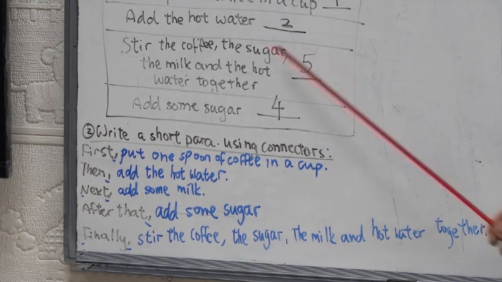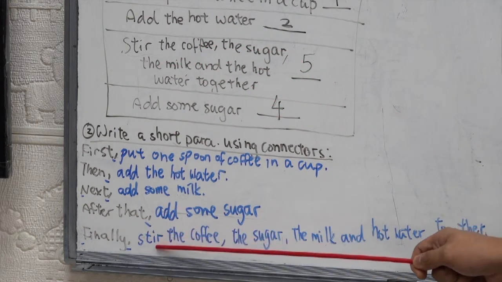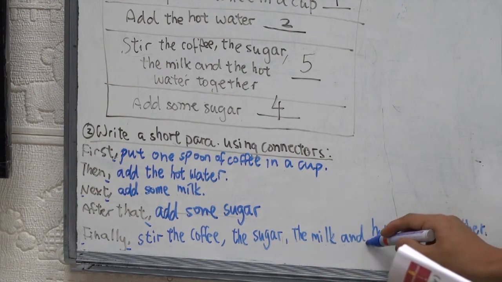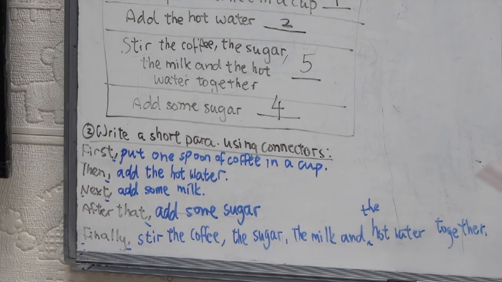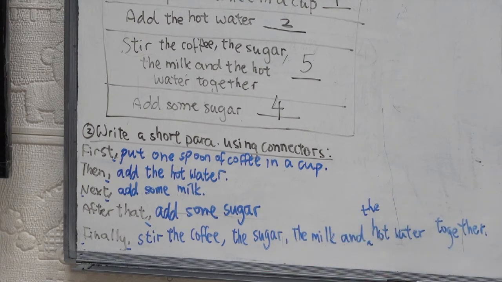So number 5 is stir the coffee, the sugar, the milk, and the water together. Finally, stir the coffee, the sugar, the milk, and the hot water together. Or hot water. I forgot the word the. Now, let me correct myself. And the hot water together. So I hope that you understand how to make recipes now, right? You have the sequence over here. First do this, then do that, after that do this, etc. Okay? Easy peasy, lemon squeezy, right?